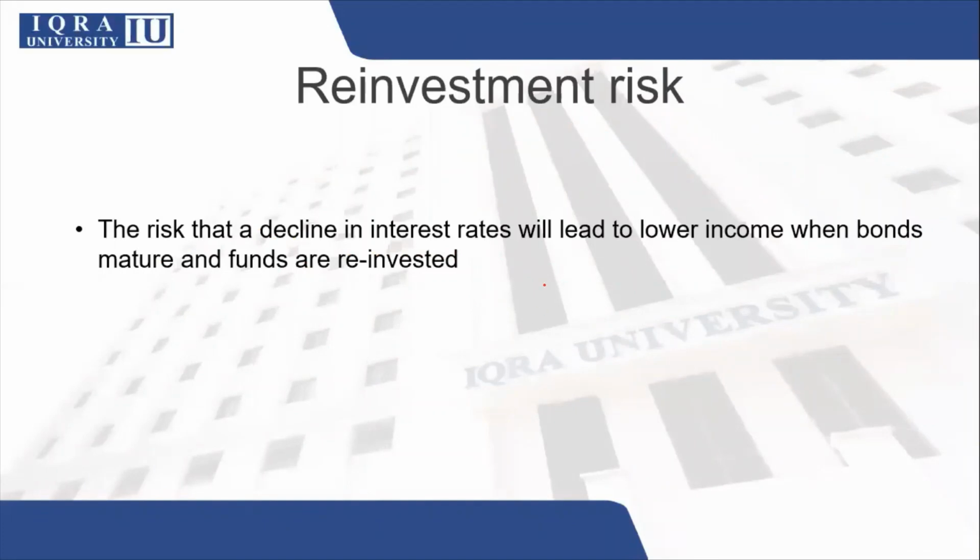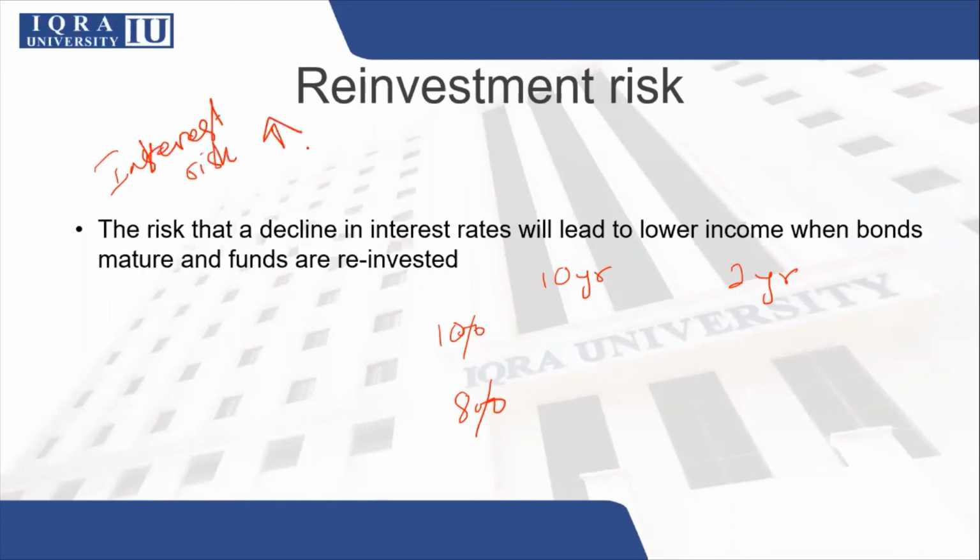Okay, so let's take the same example once again. So we have a 10-year bond and we have a 2-year bond. Now let's say that the interest rate, instead of increasing, declines. Okay, remember that interest rate risk is related to an increase in the interest rate, whereas this is related to a decline in the interest rate.